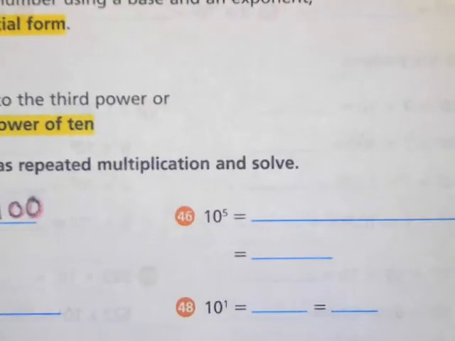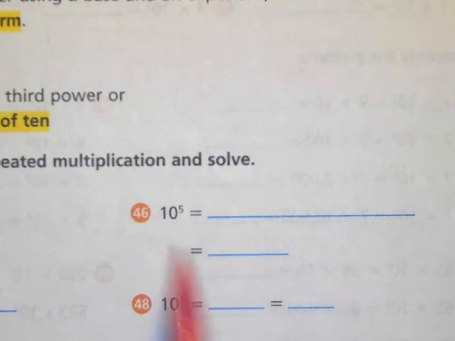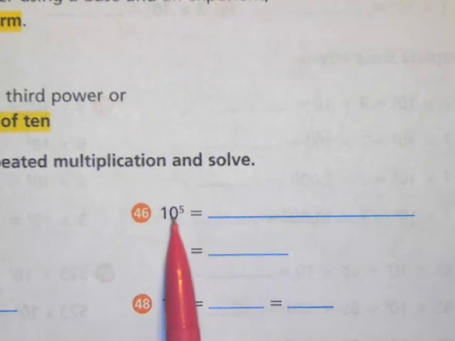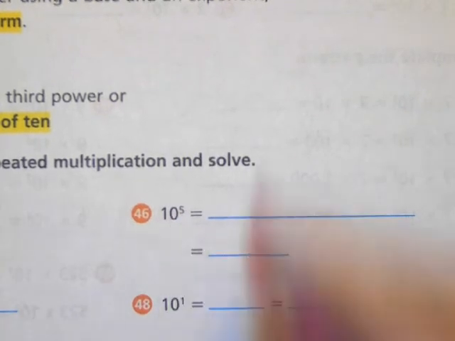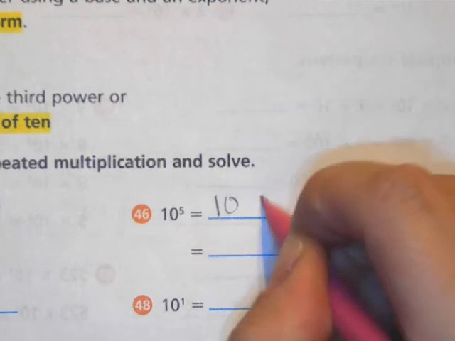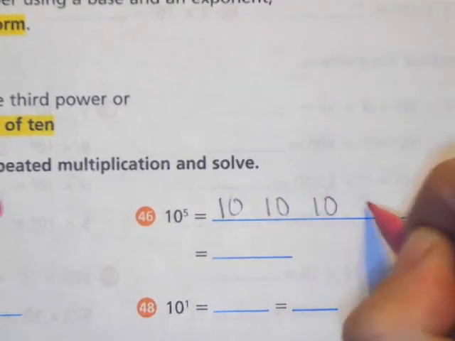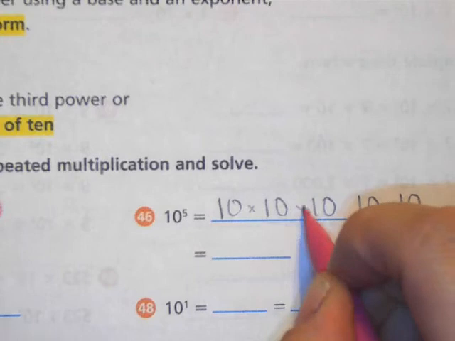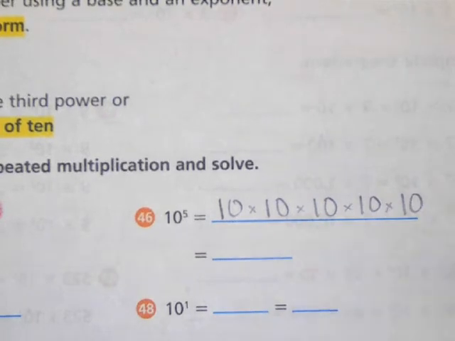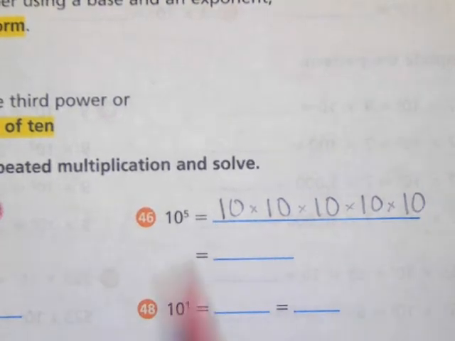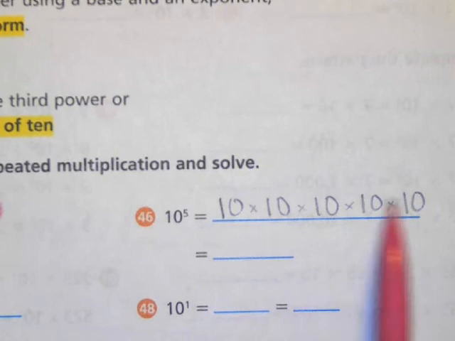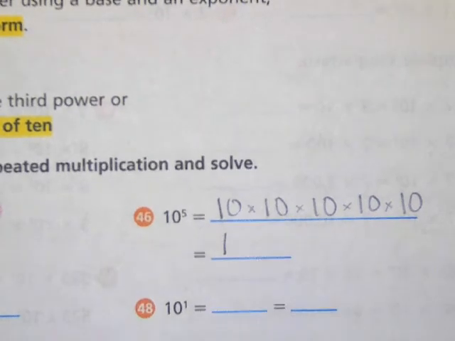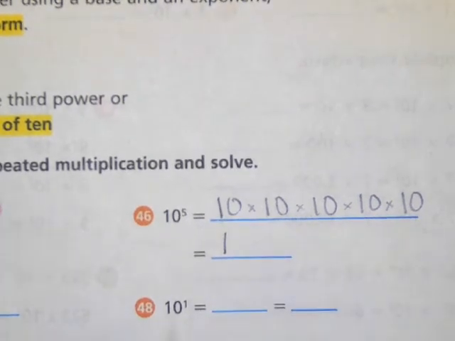All right, what does number 46 mean? 10 to the fifth power. It means you throw 10 down, that's the base, 5 times. 1, 2, 3, 4, 5. Get them all written. Make sure they say times in between. And then just ask yourself, what's 1 times 1 times 1 times 1 times 1? Hopefully you know it's just 1.